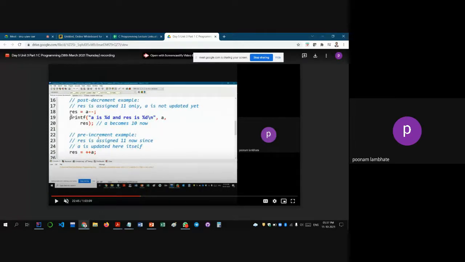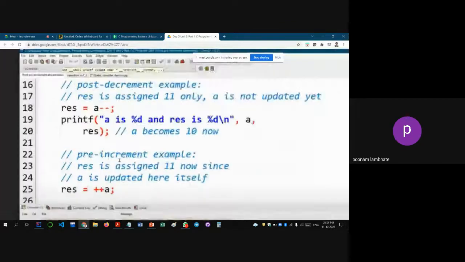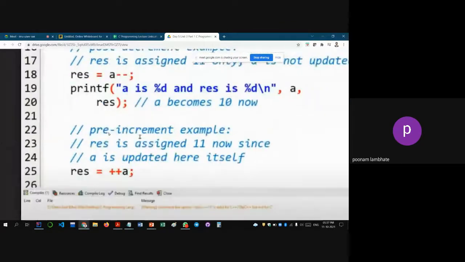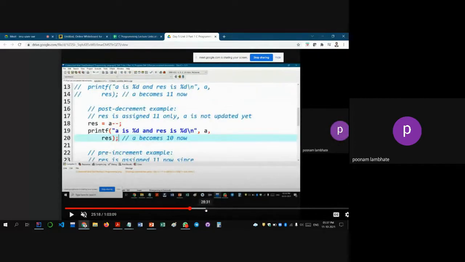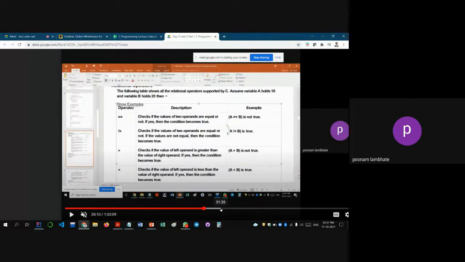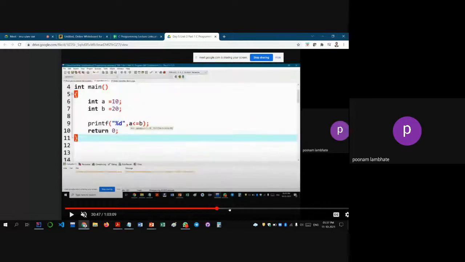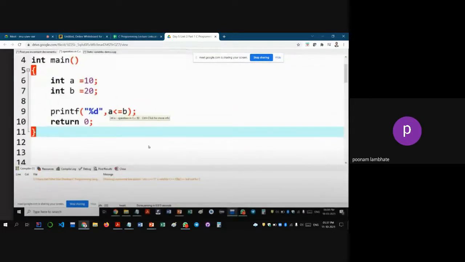So here we have done the same thing. We have a variable res and we are writing res equal to a minus minus and is equal to a plus plus plus a. We have just now solved an example like this. This is a program in C language. For that you use the printf statement, but in Java we use system.out.println. The intention of printf is to do the same thing that system.out.println does.